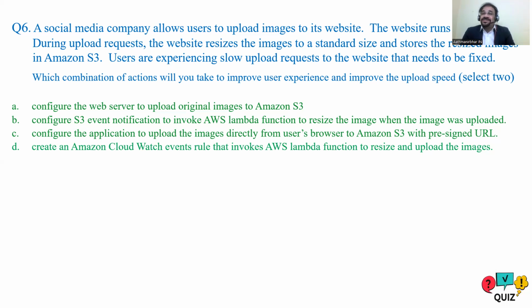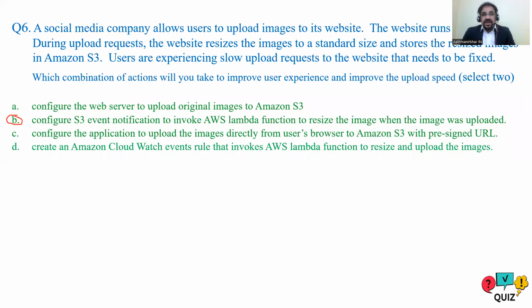So one stage is eliminated. The user is directly uploading the file into the S3 bucket, the S3 bucket will trigger a Lambda function, and the Lambda function will resize the image. This makes sense. So option B should be one of the choices among the 2 choices that we need to pick. So let's evaluate options C and D.